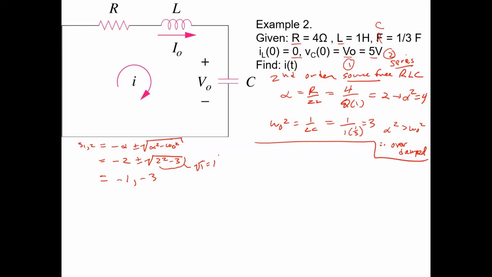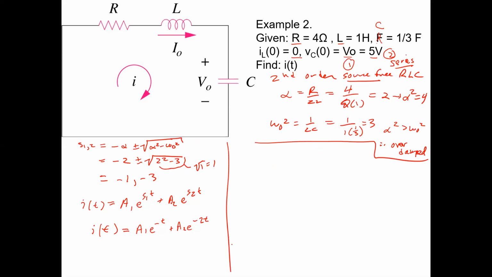And that means our solution for i of t is going to be a1 e to the s1 t plus a2 e to the s2 t. And so i of t is going to equal a1 e to the minus t plus a2 e to the minus 2t. So we're getting close. We've got the exponents down, and now we have to figure out what the a1 and a2 values are, and then we'll have the total solution.